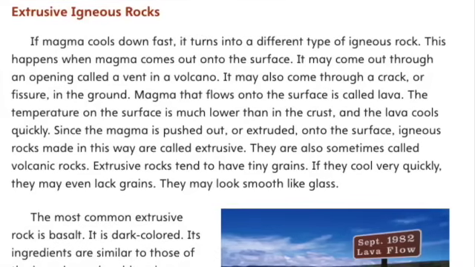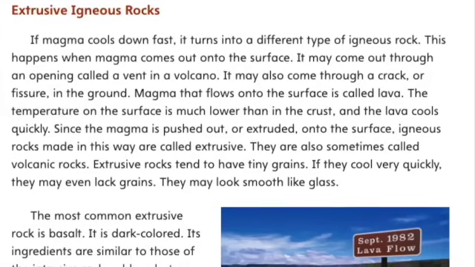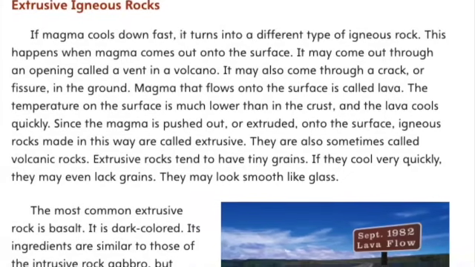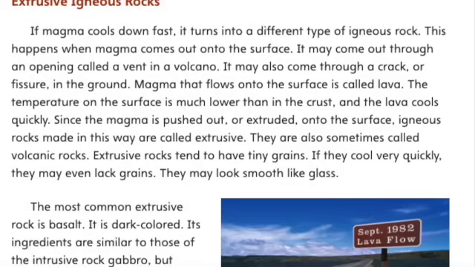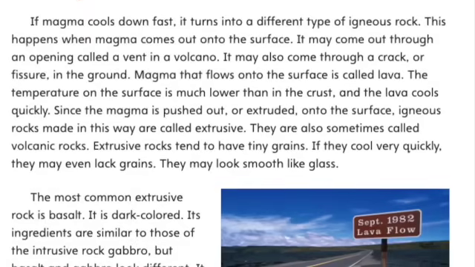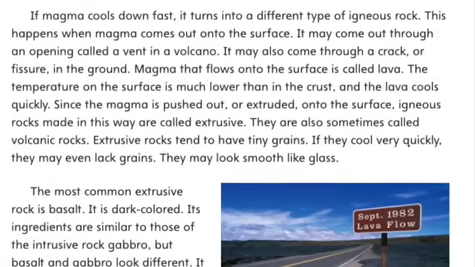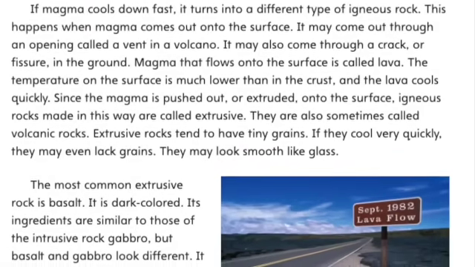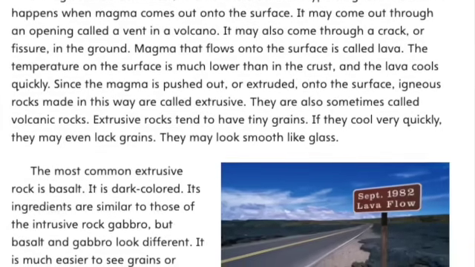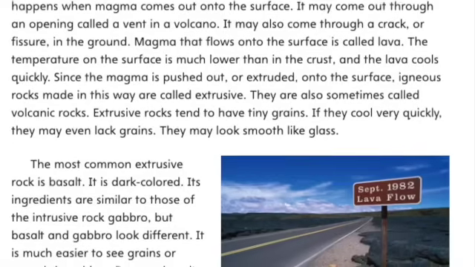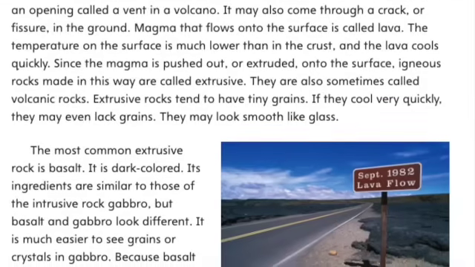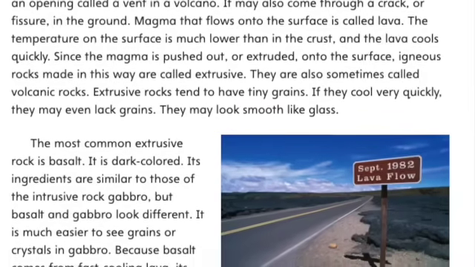Extrusive igneous rocks. If magma cools down fast, it turns into a different type of igneous rock. This happens when magma comes out onto the surface. It may come out through an opening called a vent in a volcano. It may also come through a crack or fissure in the ground. Magma that flows onto the surface is called lava. The temperature on the surface is much lower than in the crust, and the lava cools quickly. Since the magma is pushed out or extruded onto the surface, igneous rocks made in this way are called extrusive.